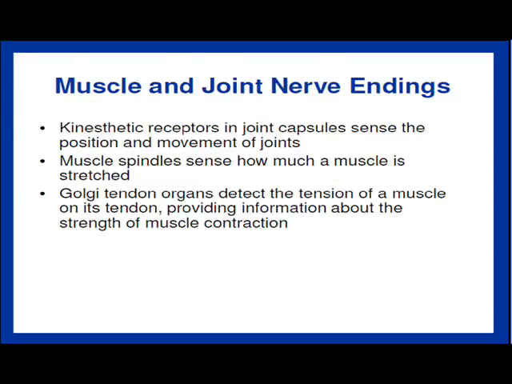And we also have receptors, of course, in the muscle and joint nerve endings. We've got the kinesthetic receptors in joint capsules. They sense position and movement of the joint. We've got muscle spindles. They sense how much the muscle is stretched. Hope you've seen this before. Golgi tendon organs detect the tension of the muscle, so that provides information about the strength of the actual muscle contraction. So you've got the kinesthetic receptors, the muscle spindles, and the Golgi tendon organs.